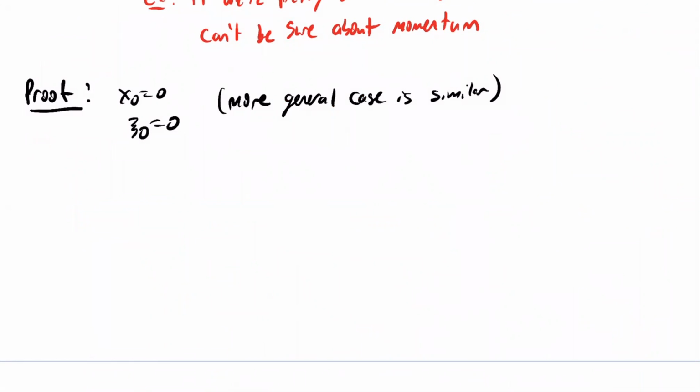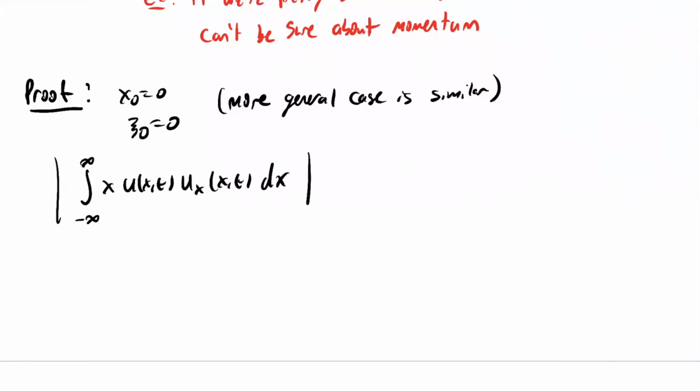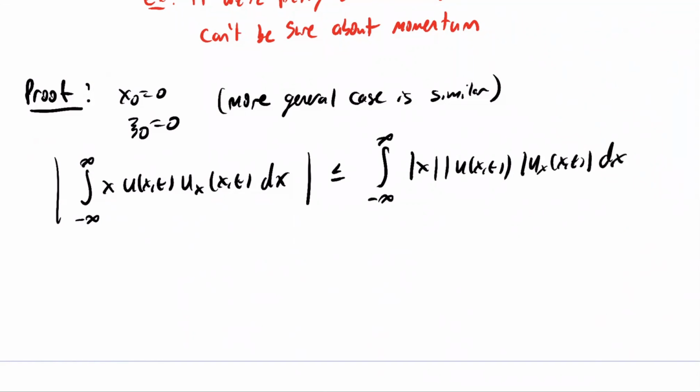To take advantage of this, we're going to look at the integral from -infinity to infinity of a certain related quantity. It's going to be x times u of x,t times the x derivative of u at x,t, right? We'll see why we're doing this in a second. What I'm going to do is apply the Cauchy-Schwarz inequality. So this is less than or equal to the integral from -infinity to infinity of the absolute value of x times the absolute value of u of x,t times the absolute value of u_x of x,t dx.